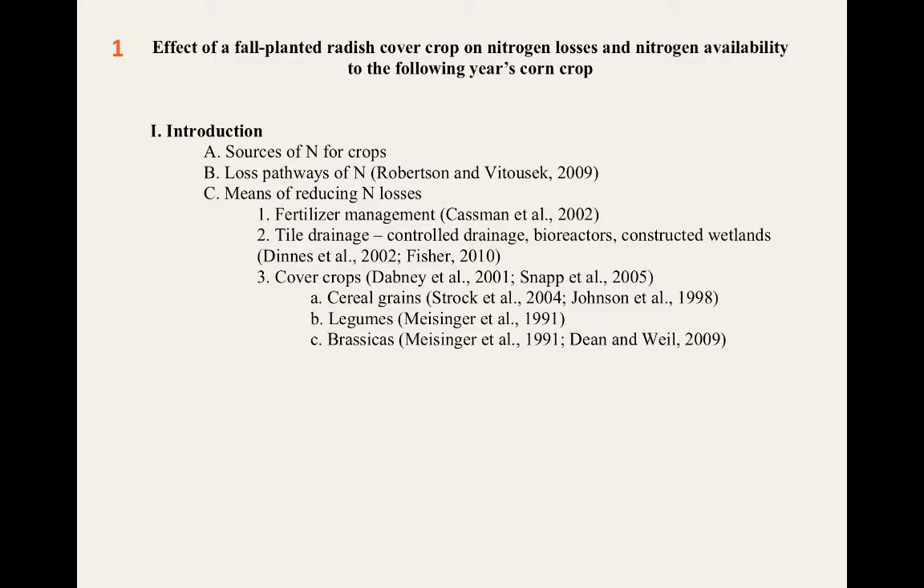So the introduction and title. The title here is the effect of fall planted radish cover crop on nitrogen losses and nitrogen availability to the following year's corn crop. So you'll see that even the introduction has multiple subheadings: sources of nitrogen for crops, loss pathways for nitrogen, and means of reducing nitrogen losses. And back to the title, this person's looking at radish cover crop on nitrogen losses and nitrogen availability. And so these subheadings then make sense.